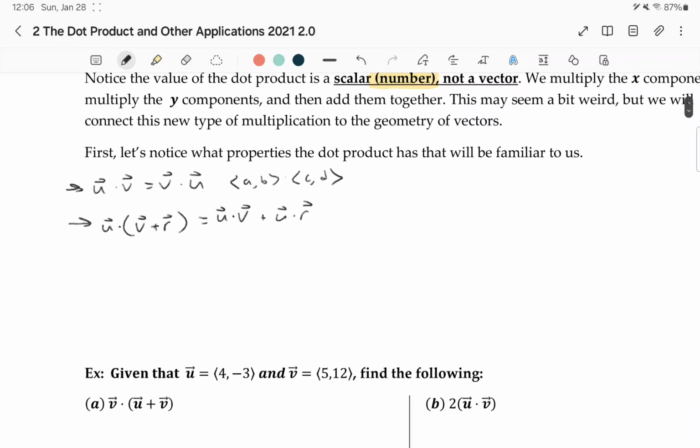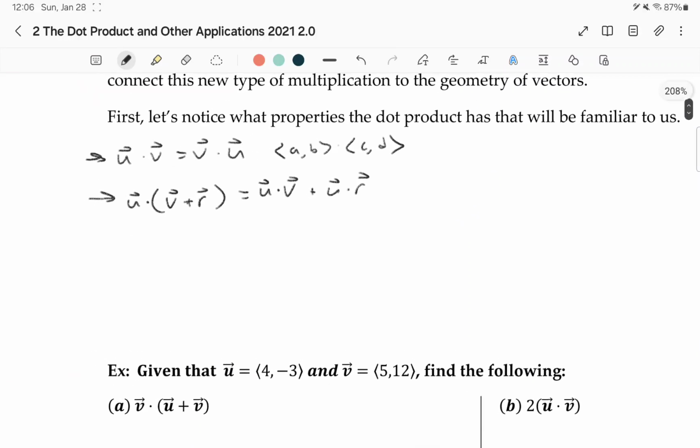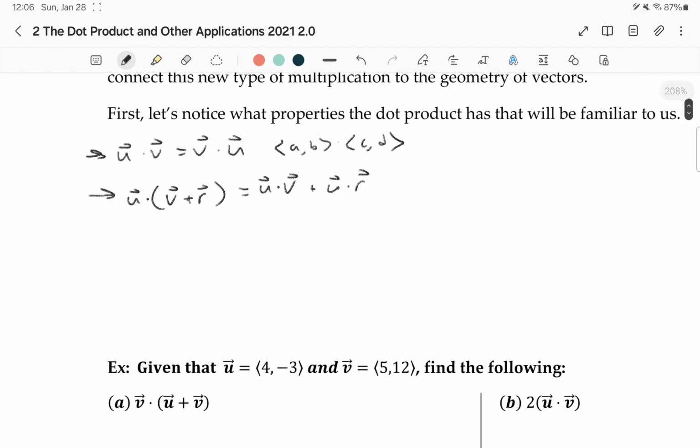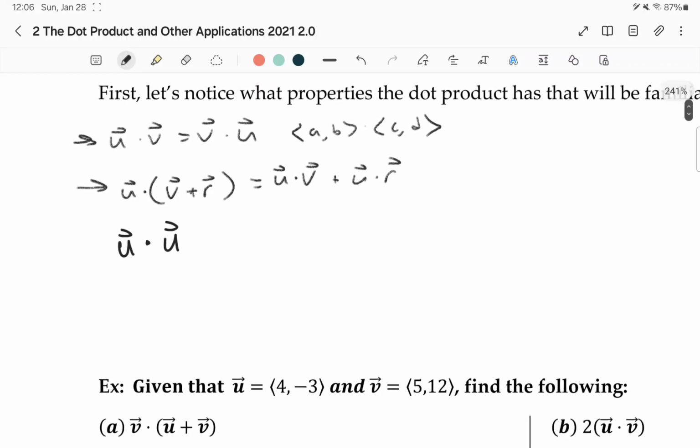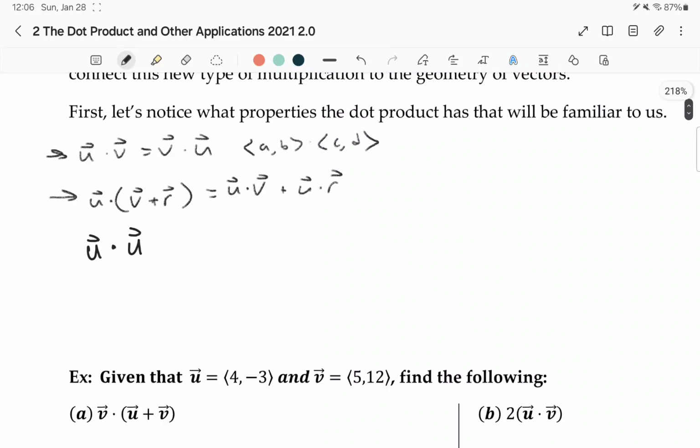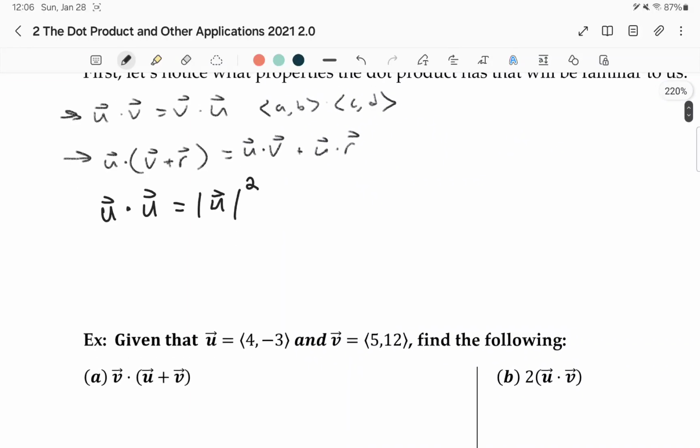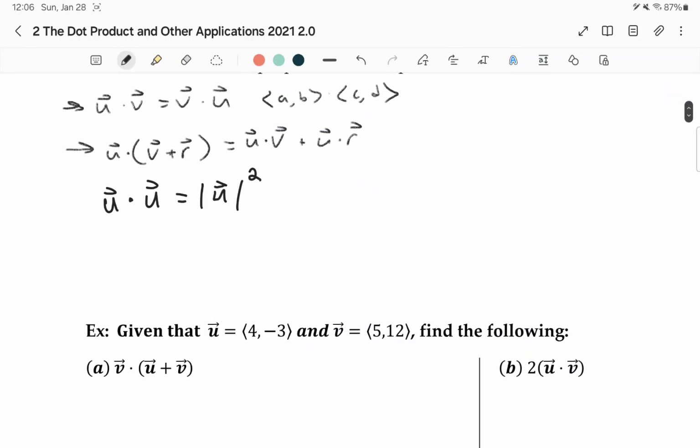And the most important one by far is if we take the dot product of a vector with itself. So we have u vector dot u vector. Times is not the right word to use because the dot product is something different. If you use absolute value bars, which means magnitude, you get the magnitude squared. This is really important because this is what helps us find the most core use of the dot product, which is the angle between two vectors.